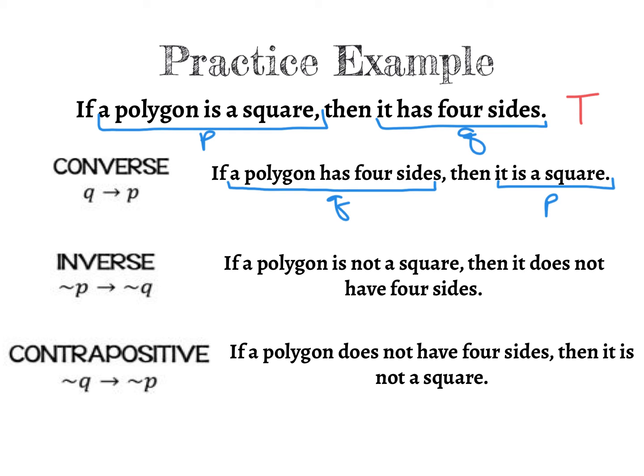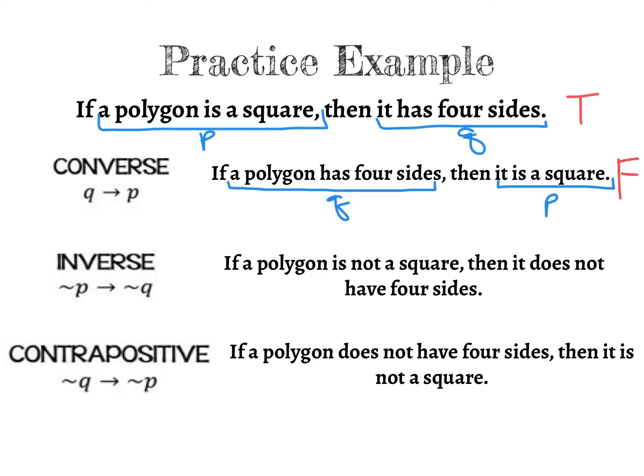Now the converse, if a polygon has 4 sides, does that mean it's a square? Not true. And we'll talk about polygons later, but think about a rectangle, has 4 sides. Think about a rhombus. Think about a diamond. Think about a parallelogram. There's a lot of different shapes that have 4 sides, and it's not a square.